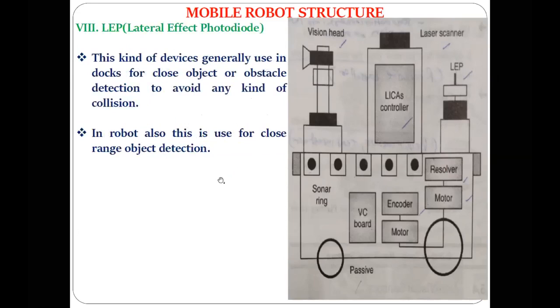Then next we have the LEP that you can see here, which stands for lateral effect photodiode. This kind of device is usually utilized in the docks. Docks means what?